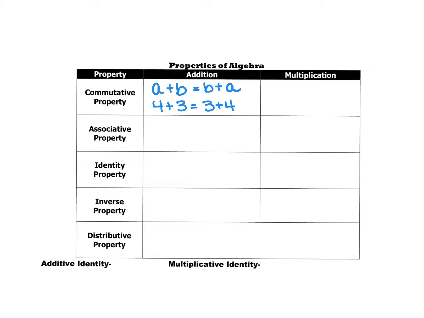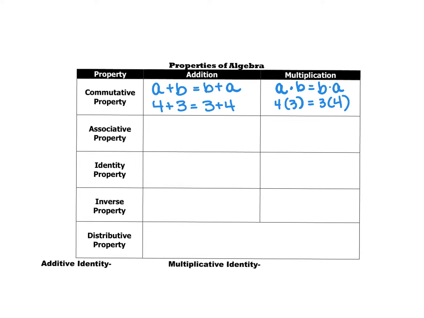And then the same goes for multiplication. You can have A times B, and that's going to be equal to B times A. So for example, you could have 4 times 3, and that's going to be equal to 3 times 4, because 4 times 3 is 12 and 3 times 4 is 12.